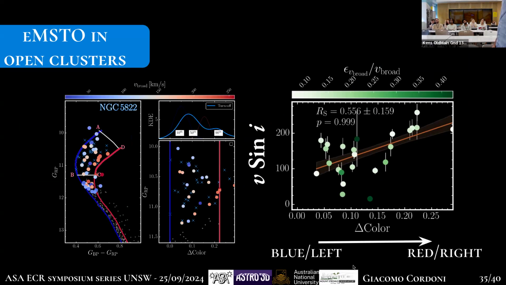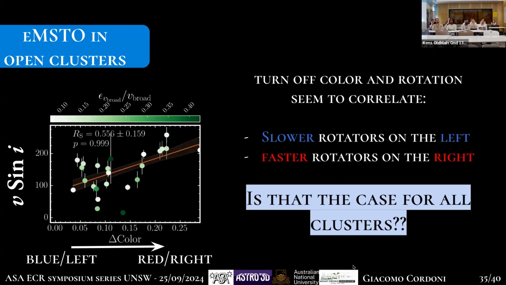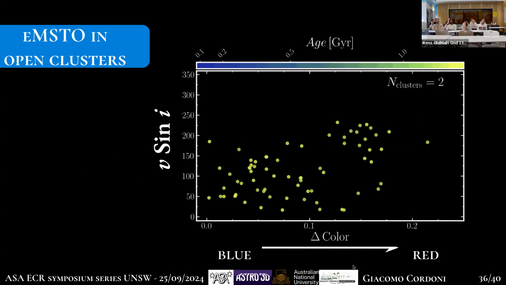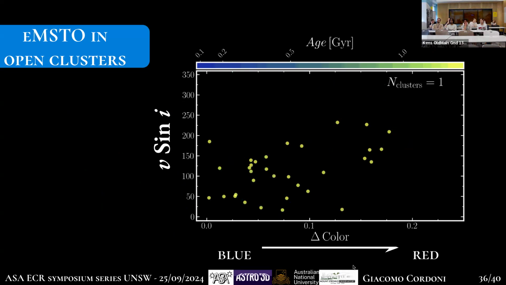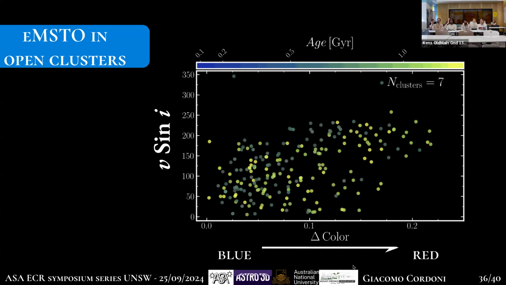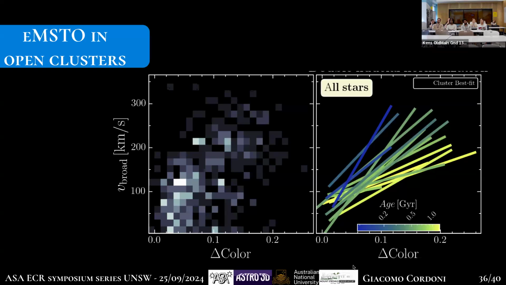So again, here we have the left side of the turn-off, and we have slower rotating stars. Here we have the right side of the turn-off, and we have faster rotating stars. And so what this is telling us is that there is a clear correlation between the rotational velocities of the stars and their location in the turn-off specifically. And if we put together all clusters, what we see is that they all follow the same trend, in the sense that we have a very good correlation between rotational velocities and location in the turn-off. And if you look at this here, this is a bit clearer. So we have this correlation.